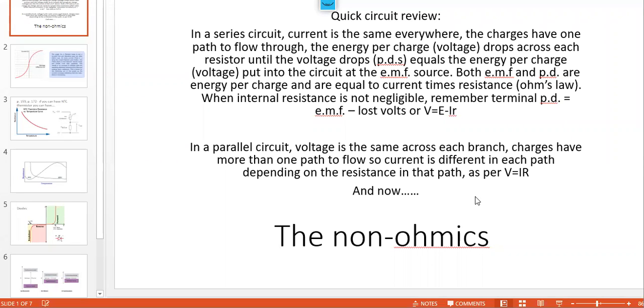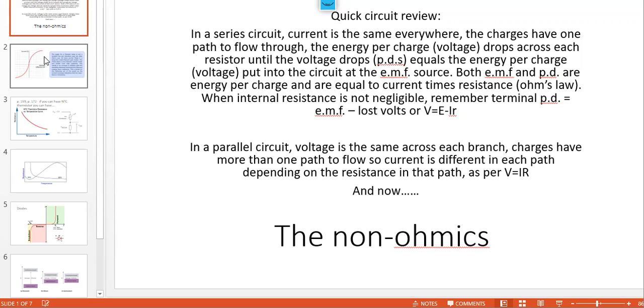All right, this week we'll be going through non-ohmic components. There's a quick circuit review up there for both series and parallel circuits. I'll give you a moment to have a read through that. If that wasn't enough time to read through it, just pause the video and take as much time as you need. Let's move on.